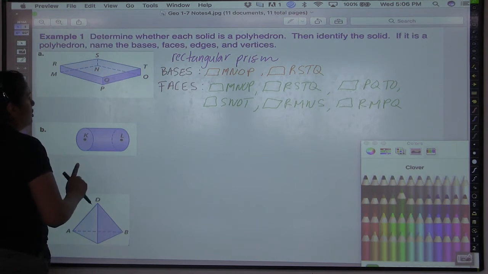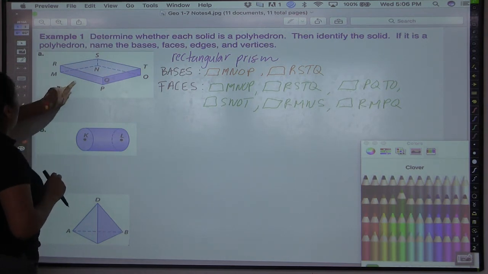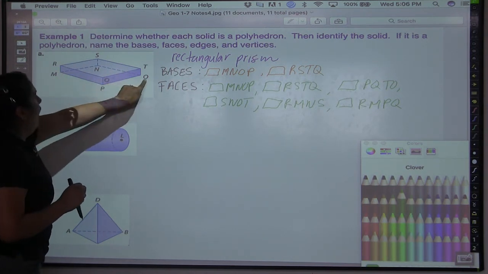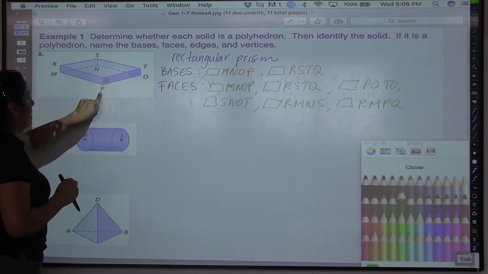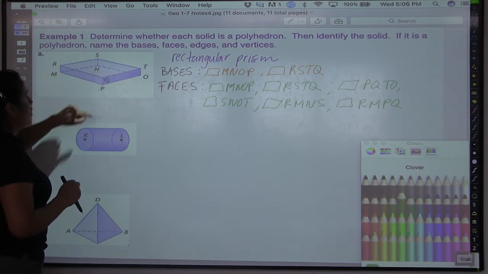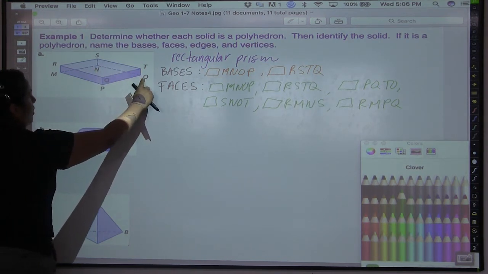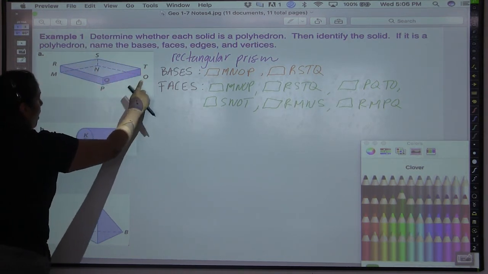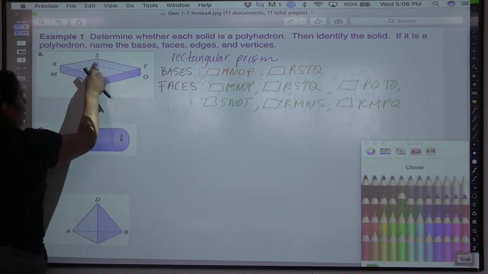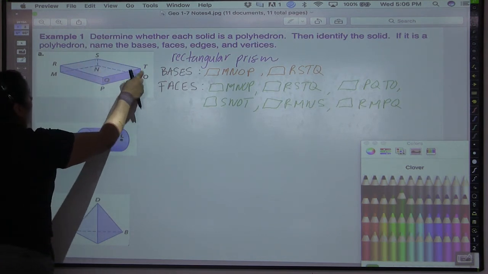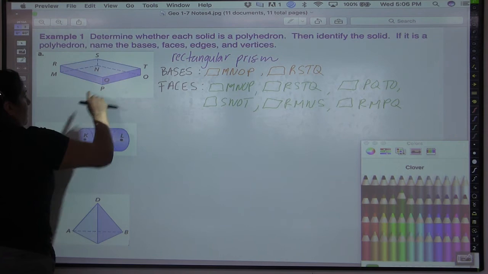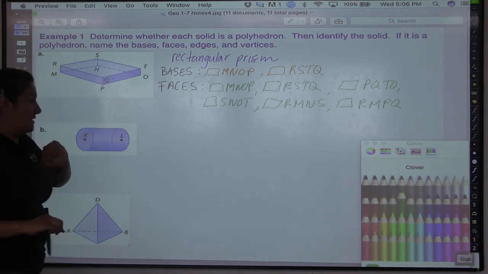But what you don't want to do is go zigzagging. So for example, I wouldn't want to go MONP, like zigzagging across. You always want to, wherever you start, so if I start at O, I'm either going to go clockwise, so OPMN, or counterclockwise, ONMP, if that makes sense. So as you're naming those faces.